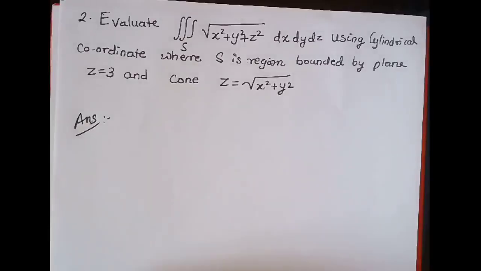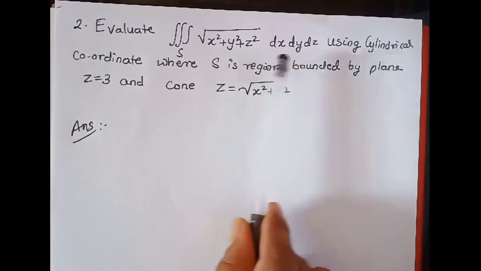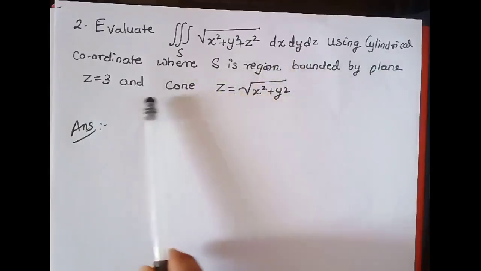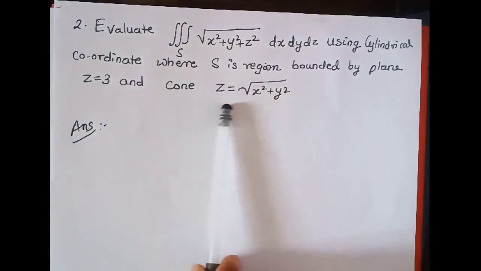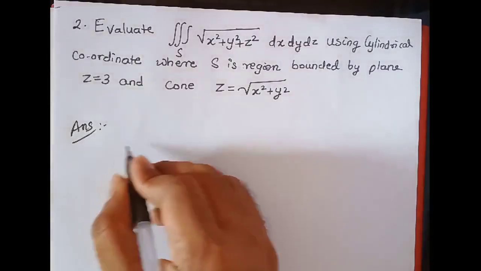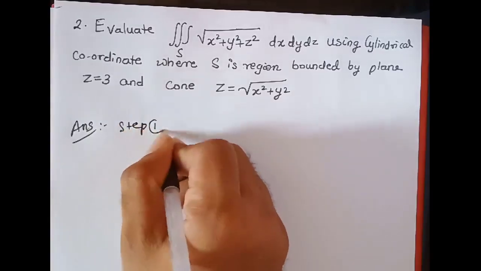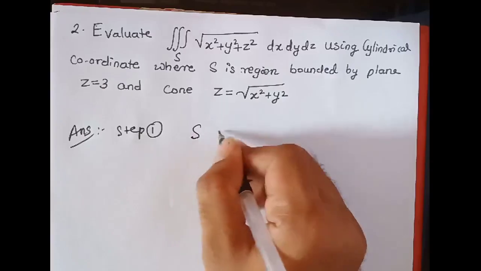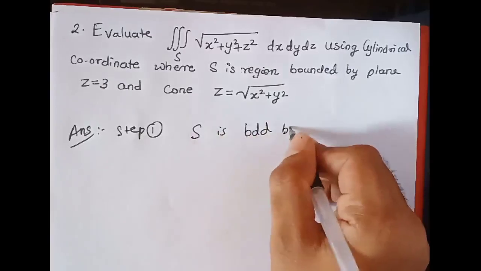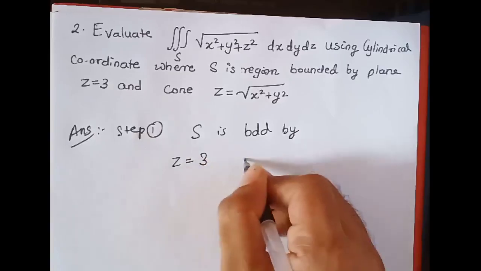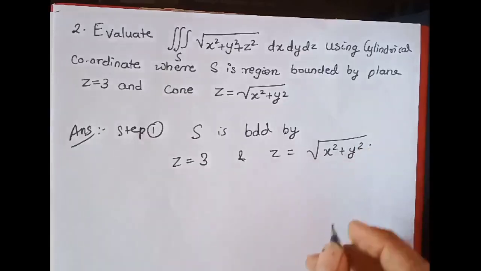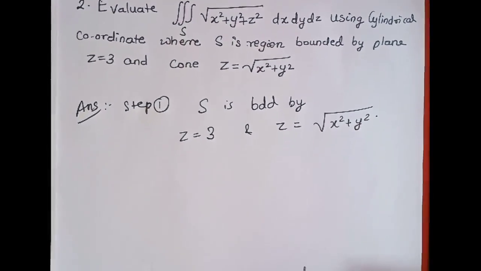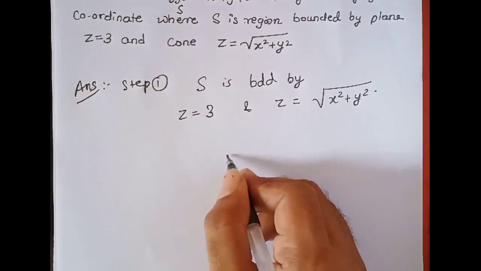Hello everyone. So now again we have to integrate this function using cylindrical coordinates, and S is a region which is bounded by plane z equal to 3 and cone z is equal to square root of x square plus y square. So step 1, we try to find the region. So S is bounded by z is equal to 3 and z is equal to square root of x square plus y square. Right, so this is an equation of a cone, so we will try to plot it first.